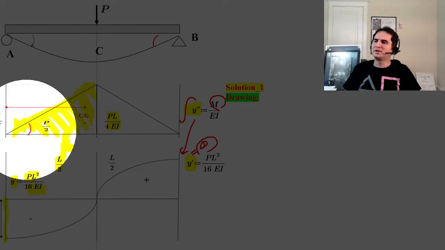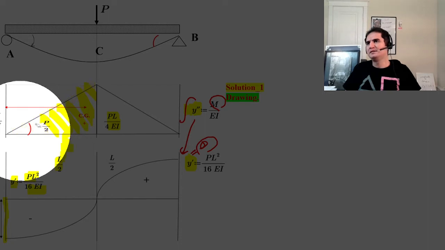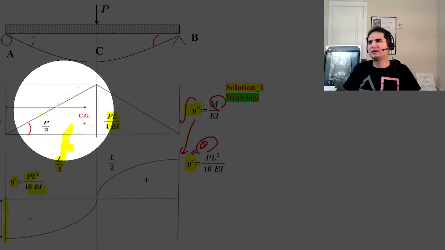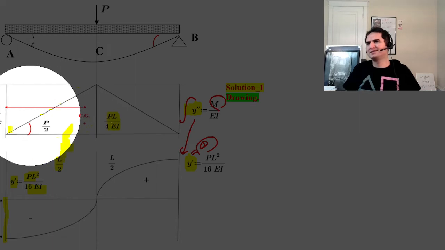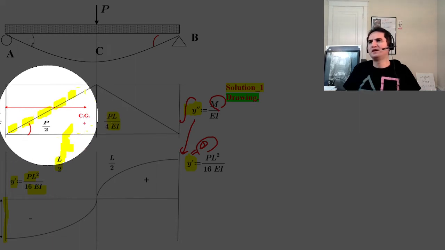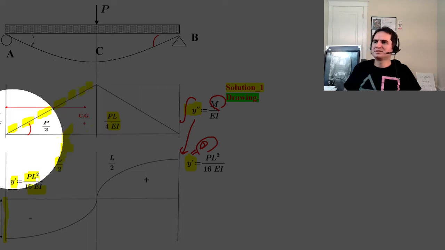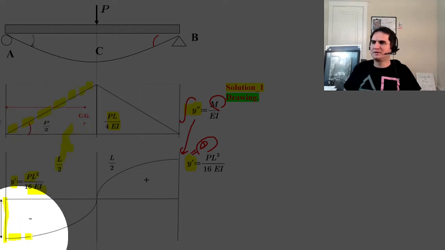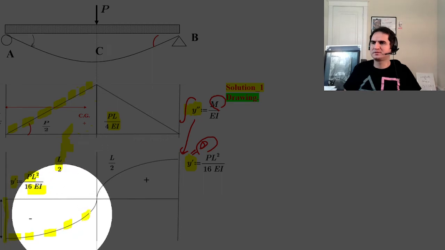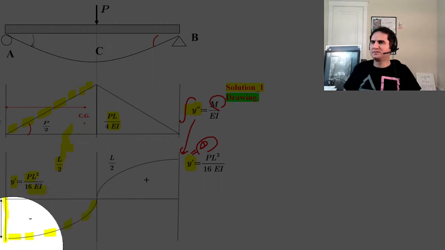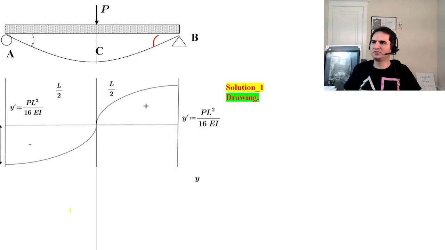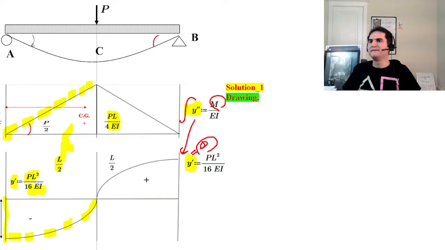If you have a closer look at the trend of moment here, as you can see, the numeric value of moment is increasing, so the slope of theta should increase. As you can see, there is no slope here, slope is 0, and it starts to have a higher slope. Because it's symmetrical, the other part is the same.